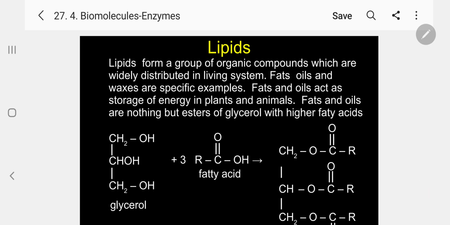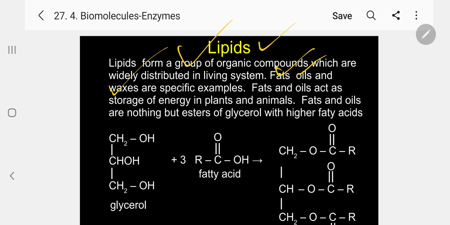Next, under the biomolecules, I will concentrate on lipids. What are lipids? Lipids form a group of organic compounds which are widely distributed in living systems. Examples: fats, oils, and waxes are specific examples.